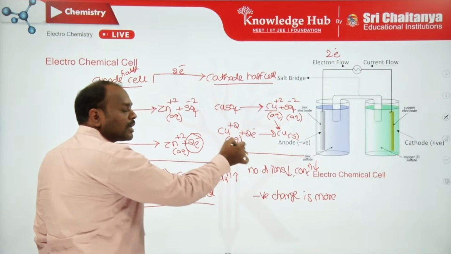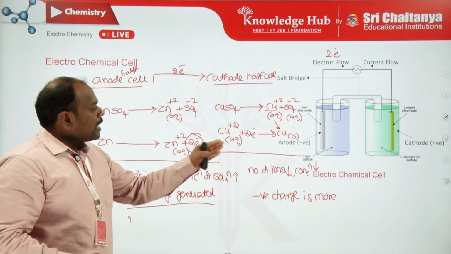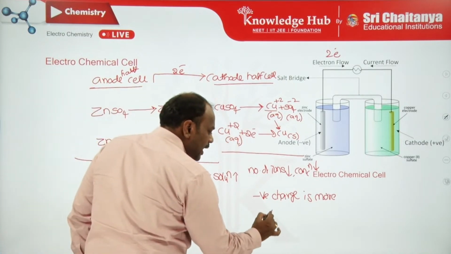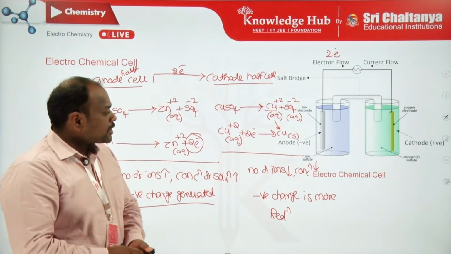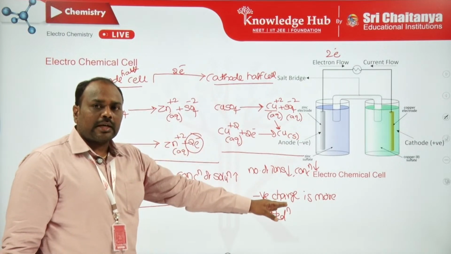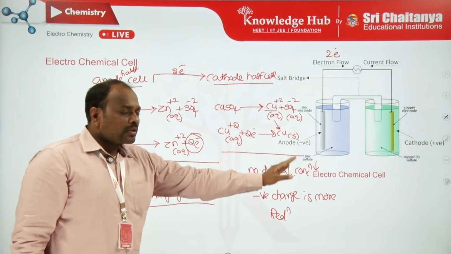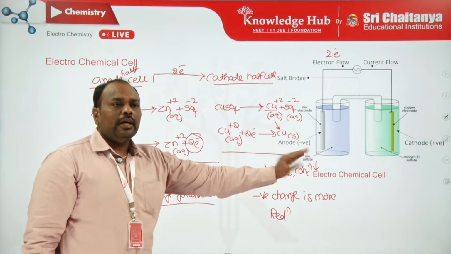Because 2 electrons are gained, gaining of electrons means reduction reaction takes place on the right side. Due to the reduction reaction, the number of ions decreases in the right side cell, so the concentration of the solution also decreases.